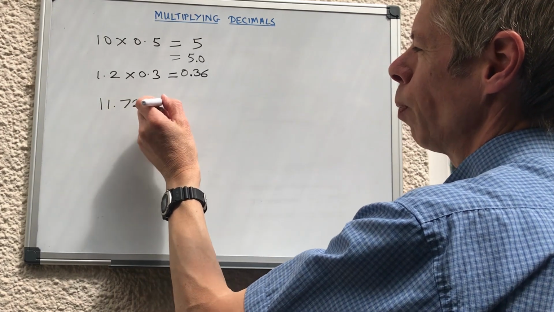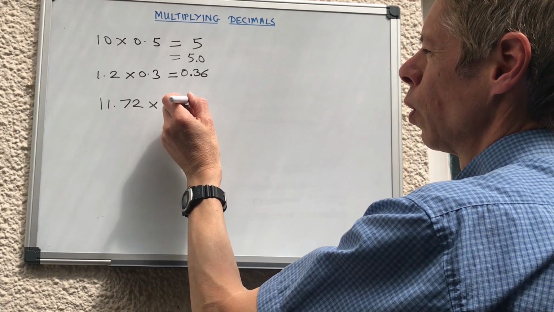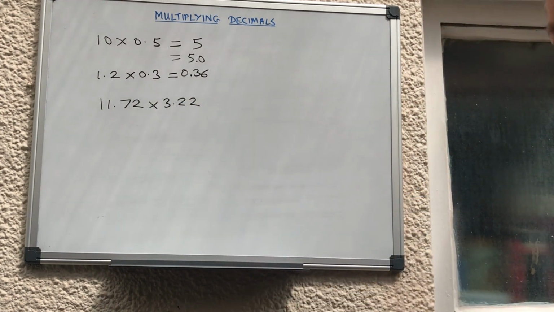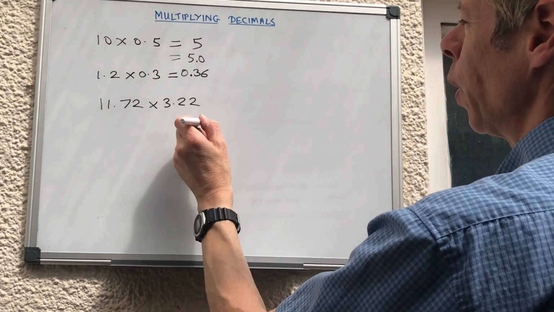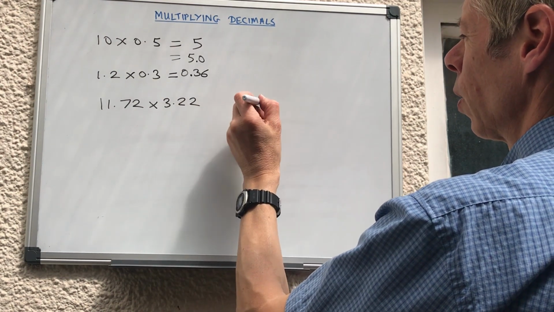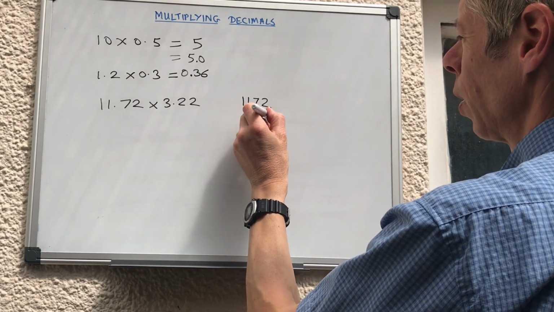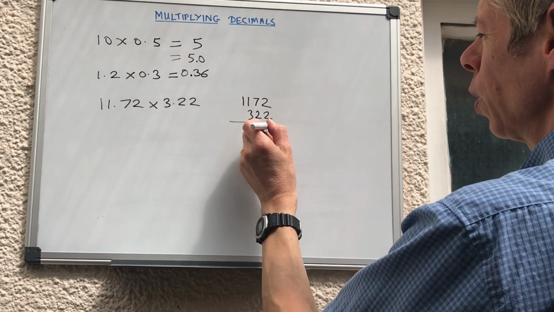What about if you had 11.72 multiplied by 3.22? You can't really do that in your head, so let's just do it as a column multiplication. Let's not even worry about decimal points for the moment. So we would do 2 times 2 is 4.